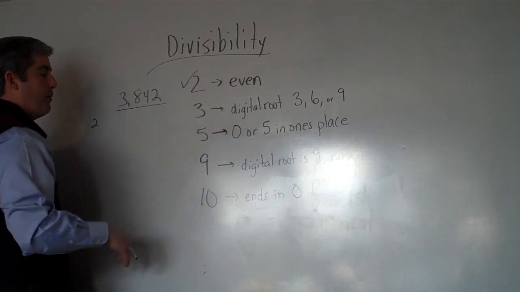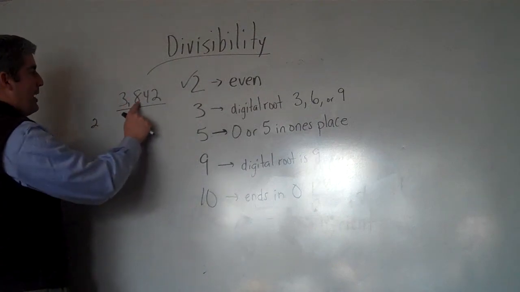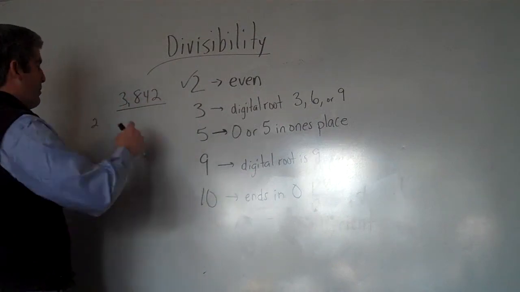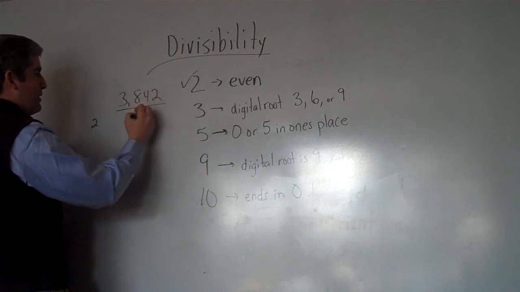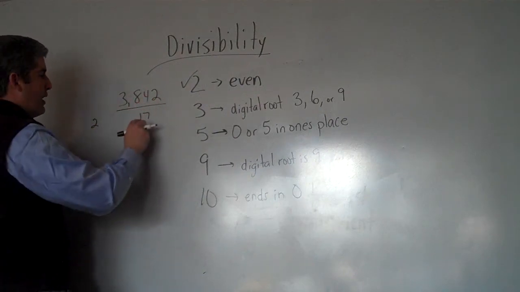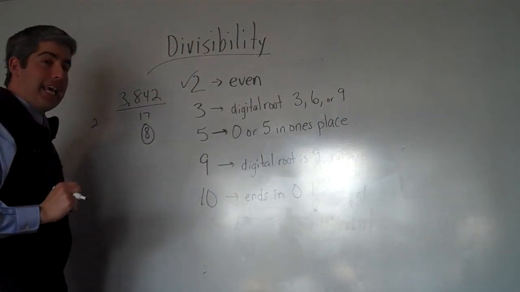So let's look at 3 and 9. We first have to find the digital root. If you remember from a second ago, we add up the digits until we get to a 1-digit number. So 3 plus 8, 11, plus 4 equals 15, plus 2 equals 17. Still not a 1-digit number, so I add 1 plus 7. That gives me 8. So the digital root of this number is 8.